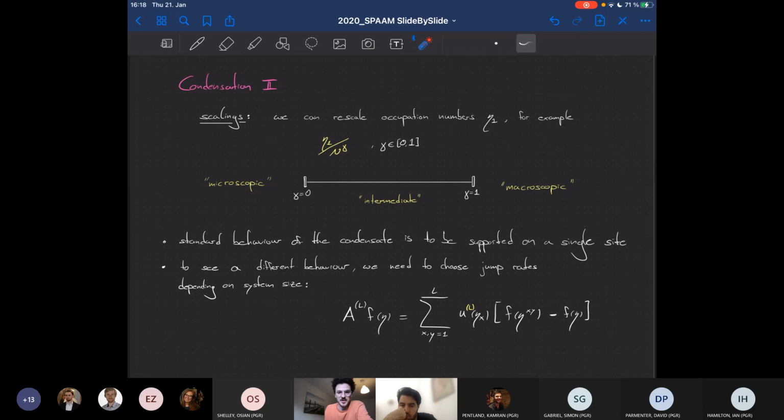So now the question is, maybe we see something more interesting. So instead of having a single spike, we maybe have some more spikes here of different lengths.